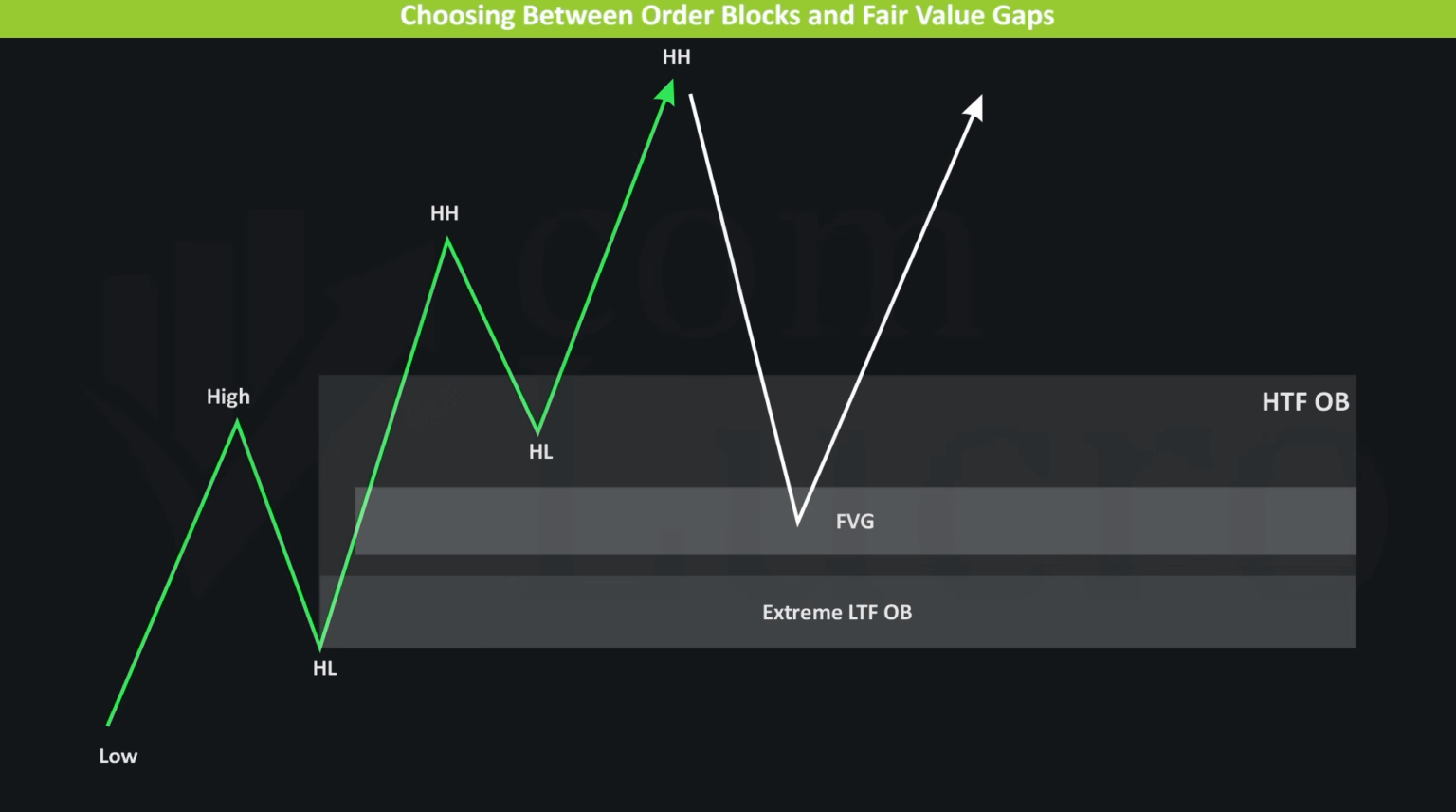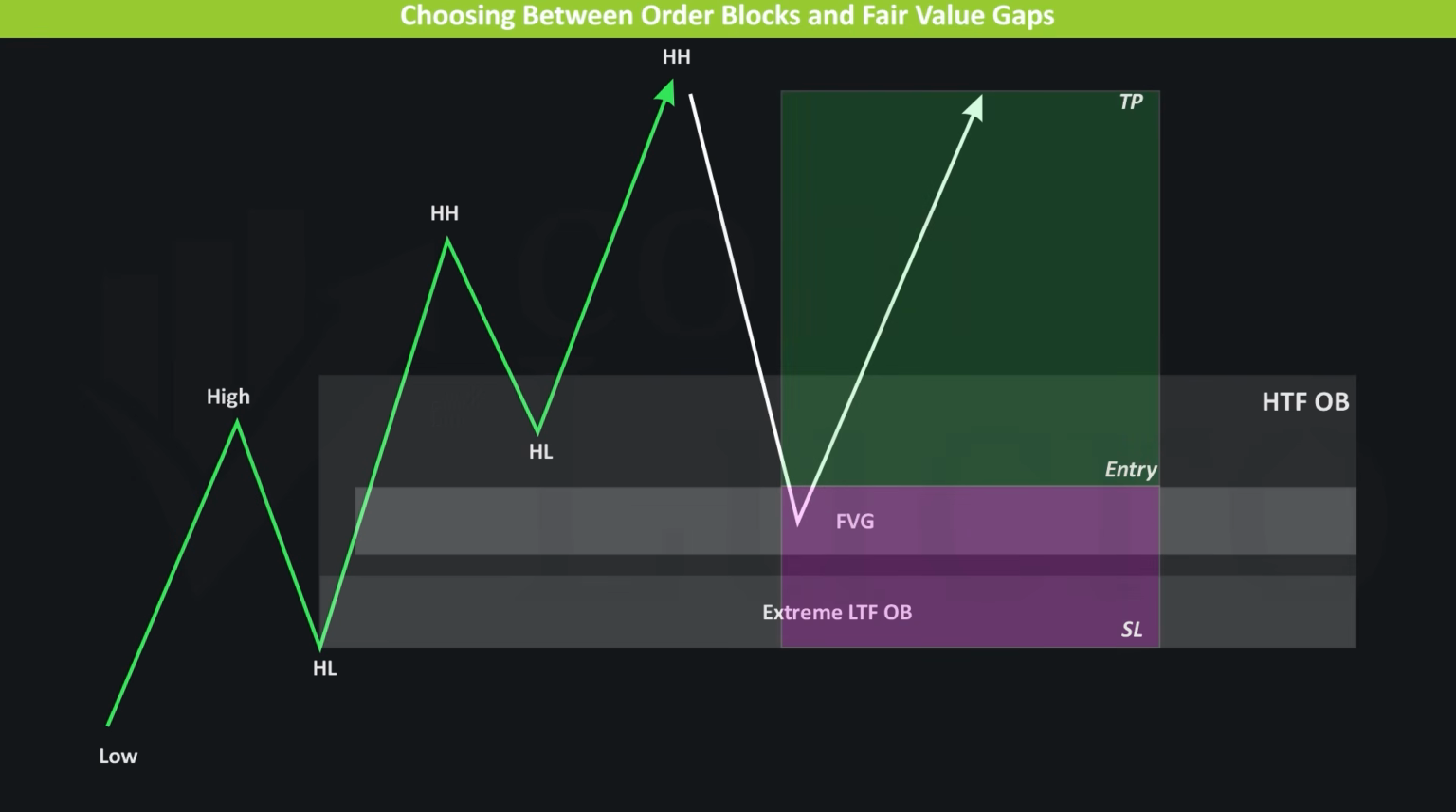Using lower time frame fair value gaps as entry points can be highly effective. Entries based on fair value gaps tend to produce a higher activation rate compared to relying solely on extreme order blocks. In a bullish scenario, this usually means placing your limit order at the highest point of the fair value gap, while positioning your stop loss beneath the extreme order block.